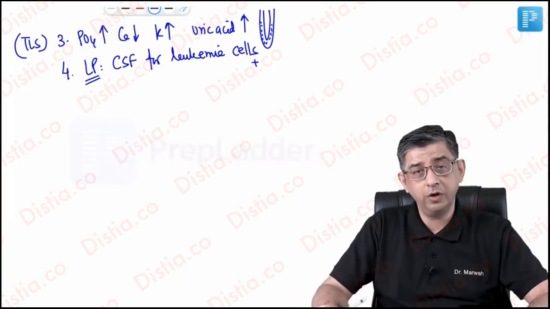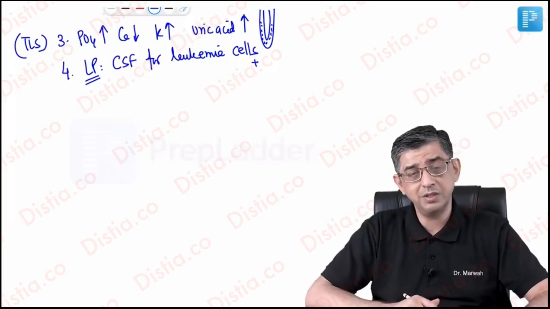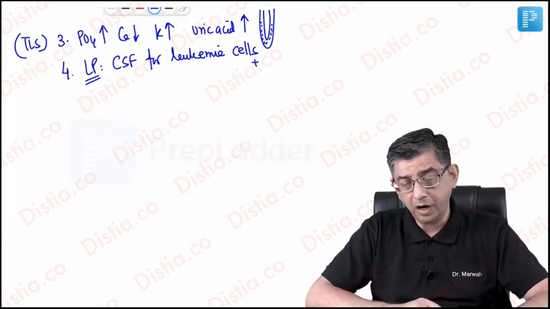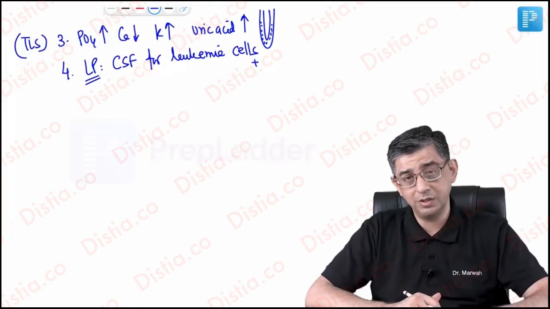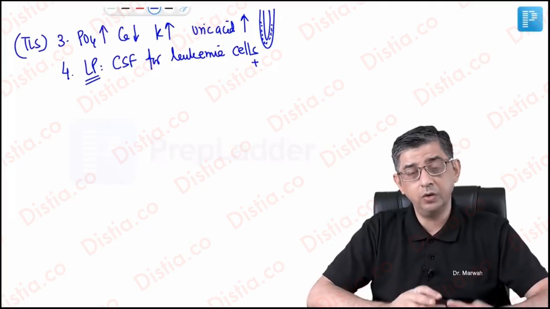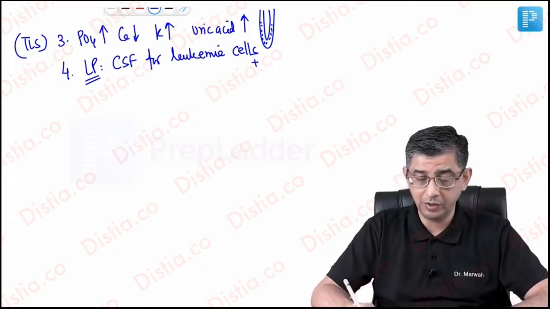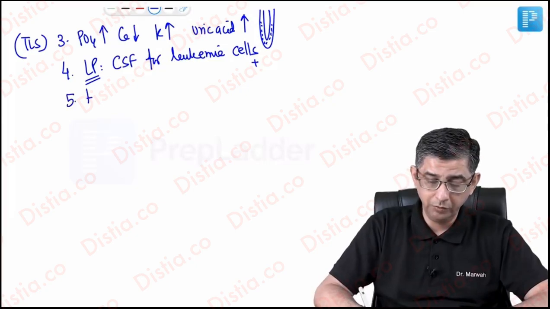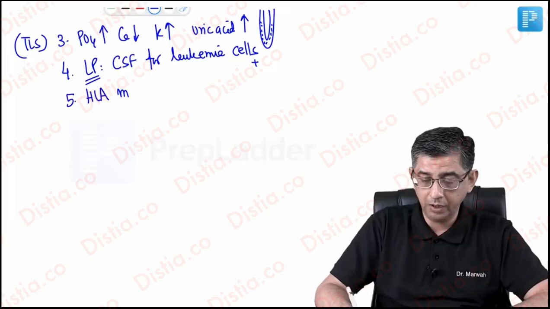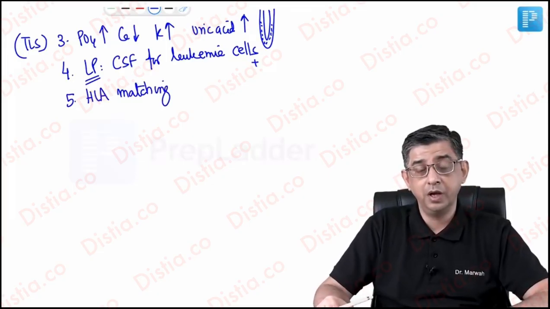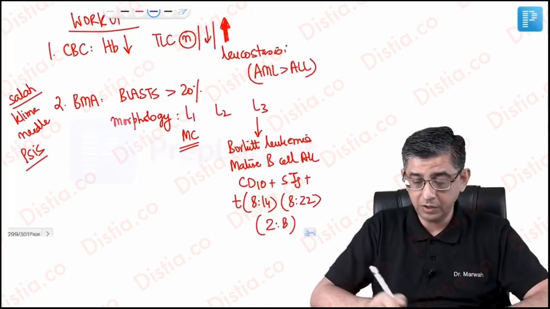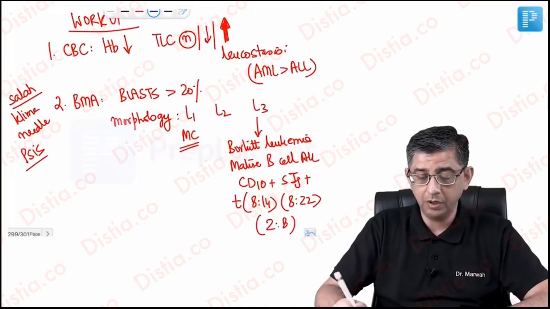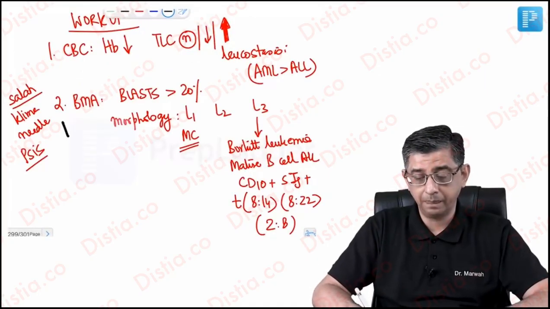So intrathecal methotrexate is usually given. Most experts state that to prevent this kind of an unfortunate event, where you are causing cancer cells to spill over into the CSF, it's always a good idea to give intrathecal methotrexate for these patients. I would also go in for HLA matching, because ultimately allogeneic stem cell transplantation is the best way forward for high risk acute lymphoblastic leukemia, and the investigation of choice for this patient will anyway be bone marrow aspiration.